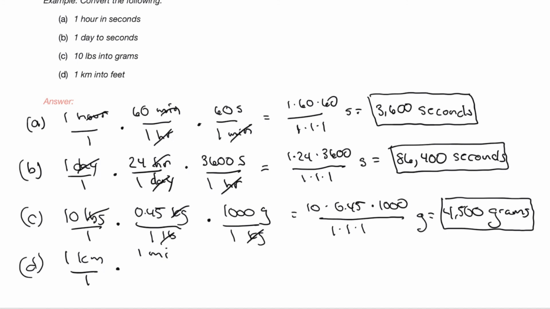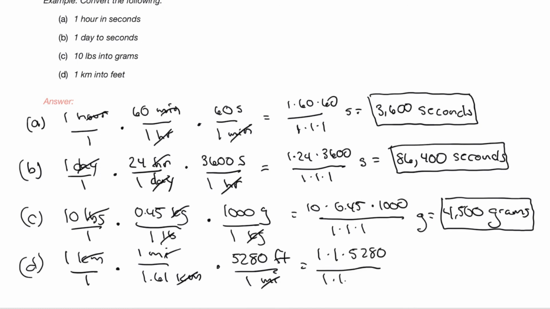Again, the miles go on top and kilometers on the bottom so that the kilometers cancel. And then I convert from miles to feet by recognizing that there's 5,280 feet in a mile with the feet on top, the mile on the bottom so that the miles cancel. Now all I need to do is group all my numbers together, simplify, and arrive at the answer.